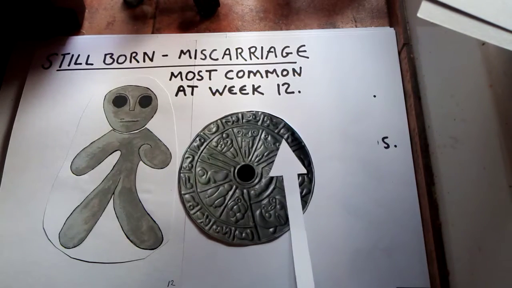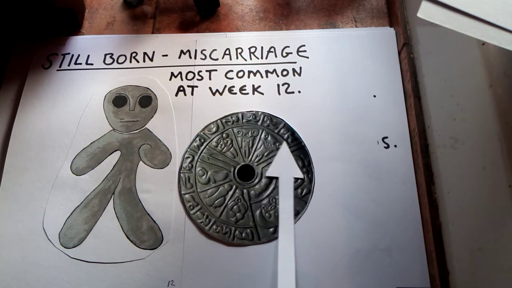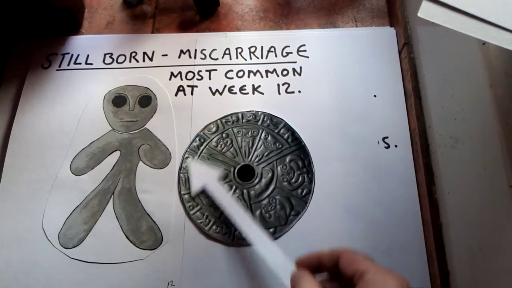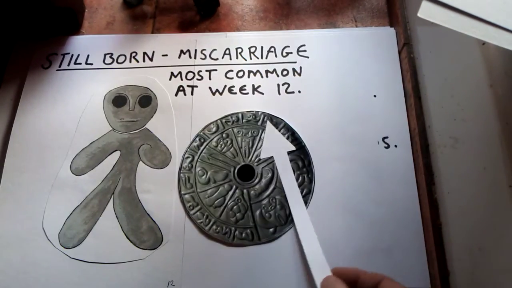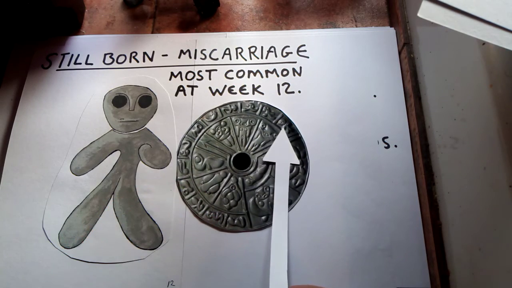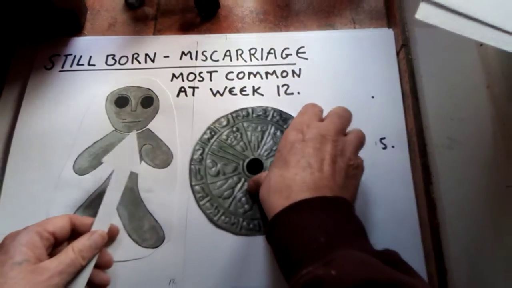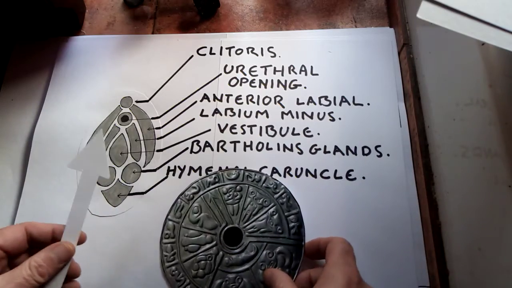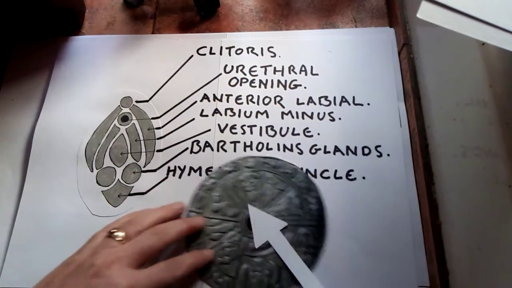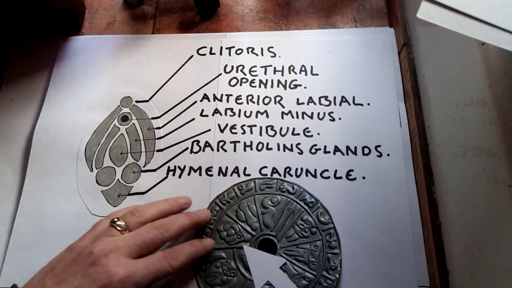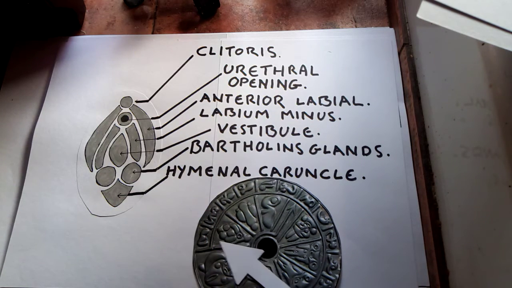This one here, in stillborn or miscarriage. So usually at 12 weeks, so you've got the 12. So maybe this is telling you that 12 weeks is the most common time for a stillborn or a miscarriage. Pretty obvious, I'm not going to go through it all.